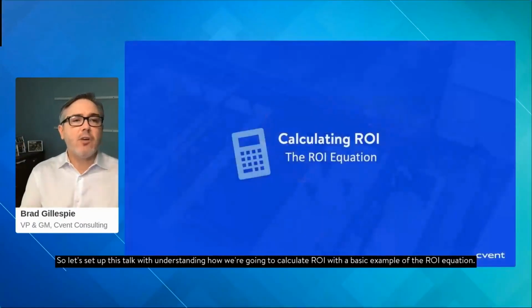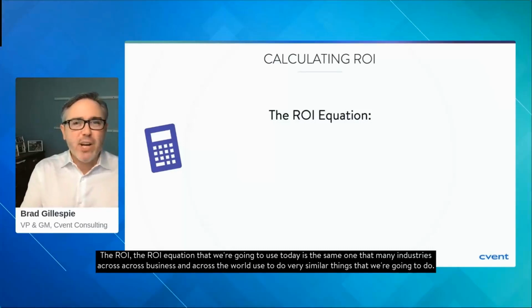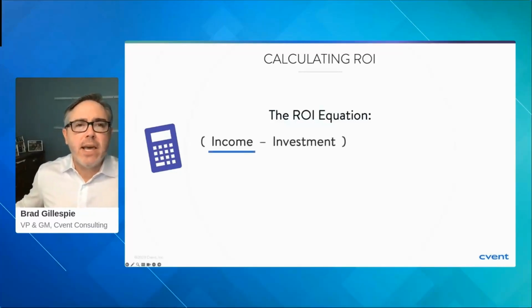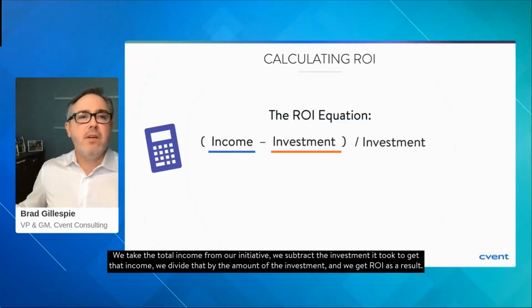So let's set up this talk with understanding how we're going to calculate ROI with a basic example of the ROI equation. The ROI equation that we're going to use today is the same one that many industries across business and across the world use to do very similar things that we're going to do. We're just applying it to our industry and our space. And the calculation is pretty simple. It goes like this. We take the total income from our initiative. We subtract the investment it took to get that income. We divide that by the amount of the investment, and we get ROI as a result.